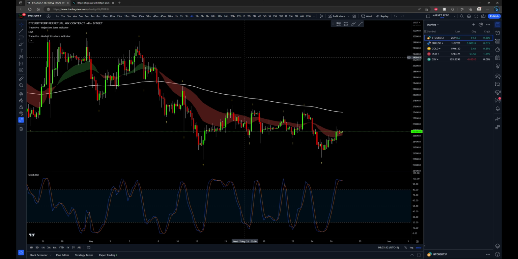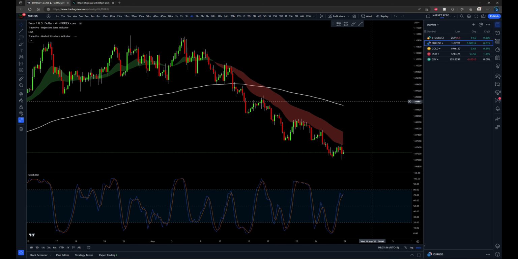Okay, so let's move on. Let's go to Euro against the US dollar. Now this one was just very, very easy to trade.